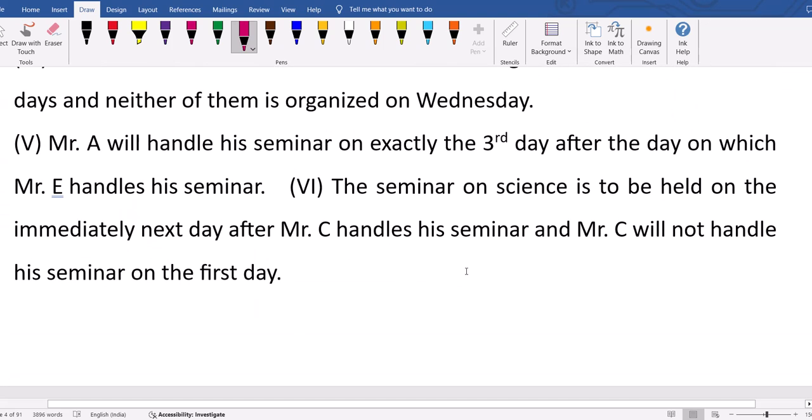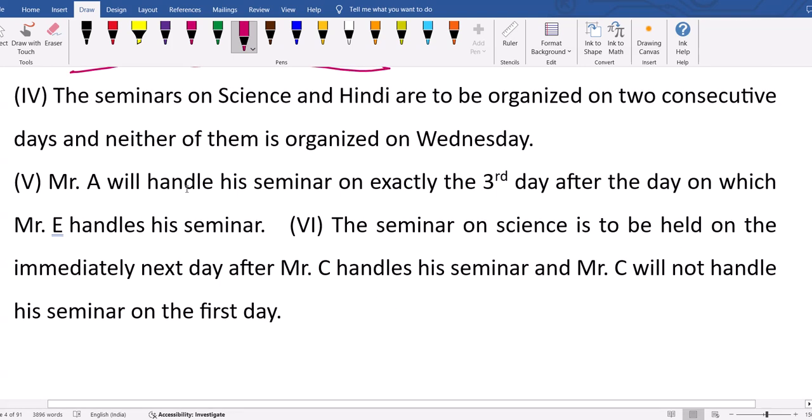But among Saturday or Monday, one day is occupied by history, but we have not yet fixed it. If Monday is history, then the possibility for these two subjects, science and Hindi, is Thursday, Friday, or Friday, Saturday. The seminar on science is to be handled immediately next day after Mr. C handles his seminar, and Mr. C will not handle his seminar on the first day. So Mr. C is not on the first day, so definitely science is not on the second day.